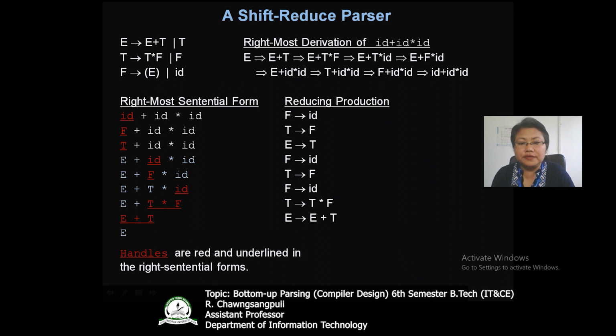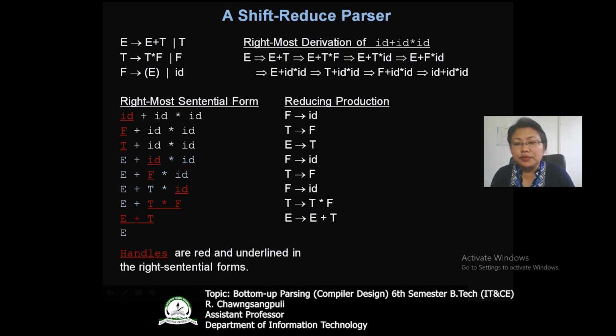E derives E plus T, which derives E plus T into F, which derives E plus T into ID, by replacing with the left side of the production rule at all the steps, which again derives E plus F into ID. And lastly, we are getting back the input symbol. Now, if you retrace all this, that means we are doing the rightmost derivation in reverse order in order to get back to the start symbol, which is E.